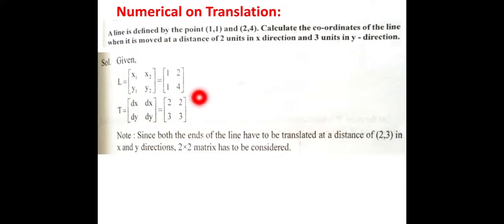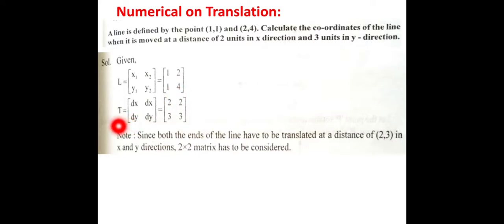So we know that the original line is represented in matrix form as x1, y1 and x2, y2. Here the first point 1, 1 represents x1 and y1. That's why we have written it as 1 and 1. The next point represents the coordinates x2 and y2, that is nothing but 2 and 4.